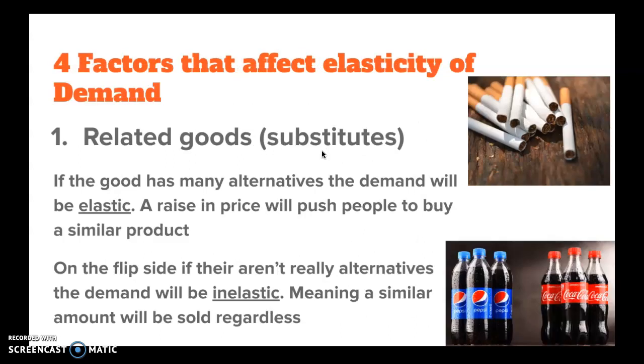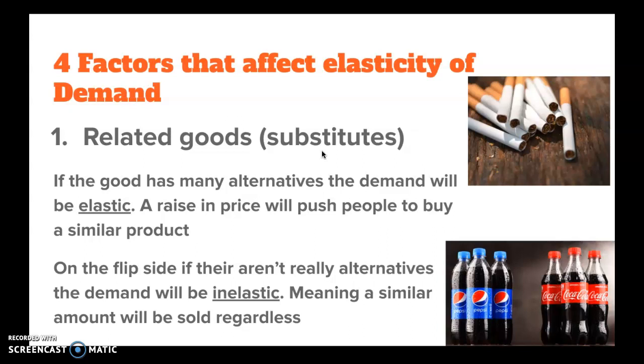One is substitutes, the relative amount of substitutes. Cigarettes don't have a ton of substitutes, and they're highly addictive. Therefore, we get an inelastic demand. That means you can raise the price of cigarettes to whatever, but if people are addicted, they're going to buy it. So inelastic demand is a lot of times what we see with addictive substances.